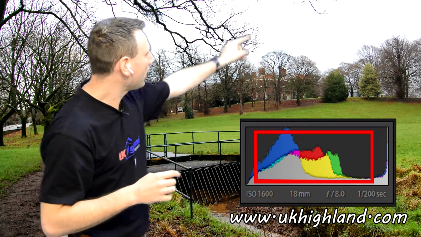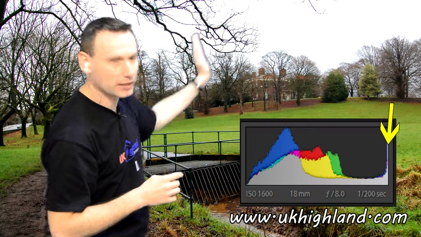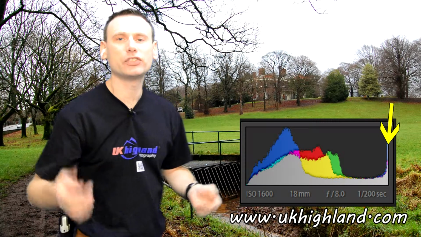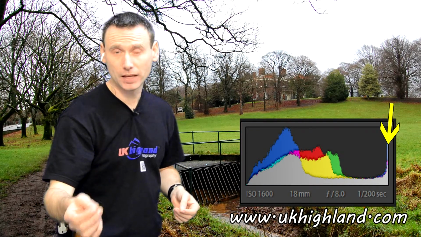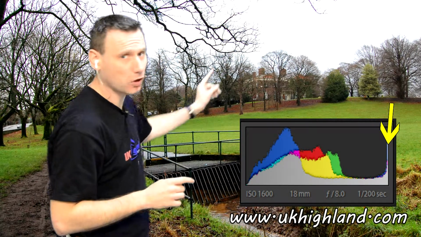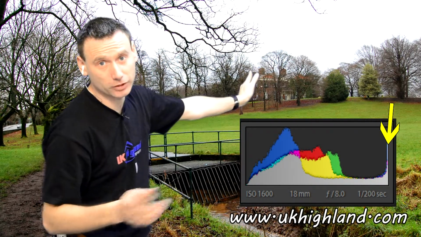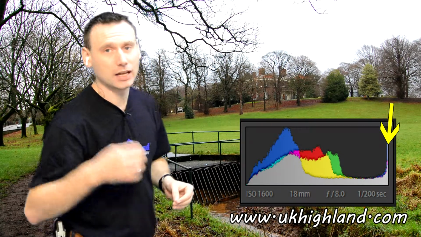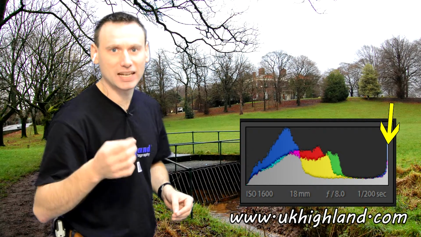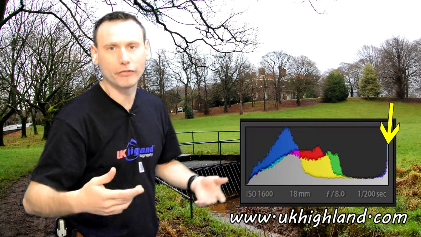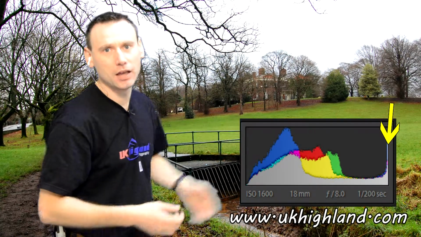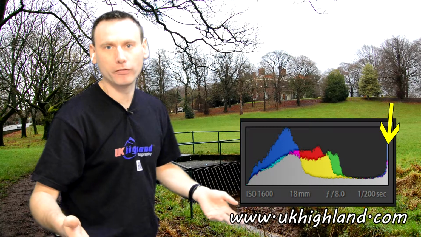Now notice the very faint tall spike at the right hand side of the graph. Now what this histogram is telling the photographer is that the photo is exposed correctly. However, because of the tall faint spike on the right hand side of the graph, it is giving us an indication that perhaps the highlights might be a little bit overexposed, the highlights being the white parts of the sky.